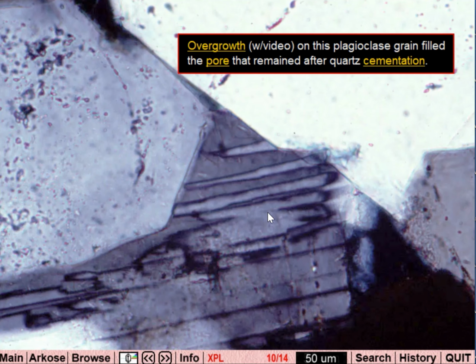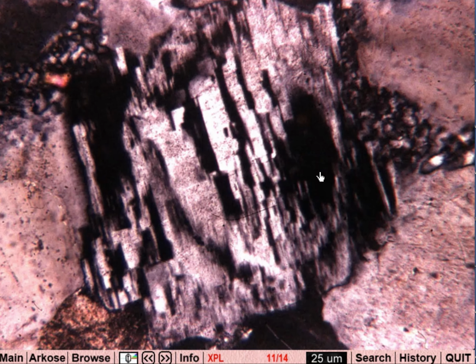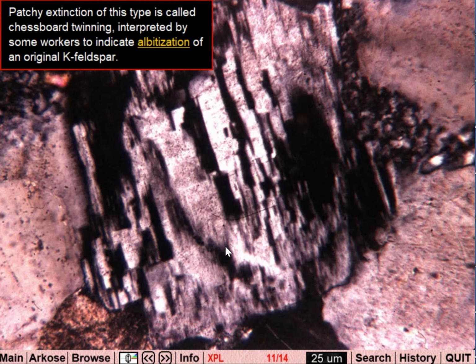All right, in this case, we're getting a plagioclase that is growing into that pore. And so this is an albitic plagioclase. It's precipitating from the solution, and because we're in cross-polarized light, we can see the twins of the plagioclase. All right, take a look at this. Clearly a feldspar, but a very complicated situation.